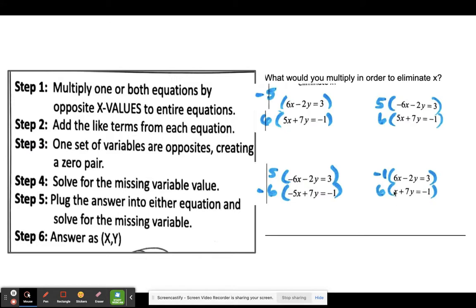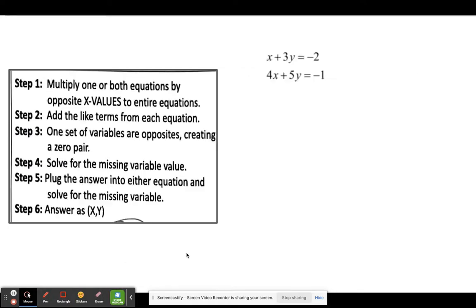So literally, and also notice they're both positive. So that means that one of these numbers has to be negative. So here, that will become -6x, and that will become +6x. And that's what we need in order to eliminate. Okay, let's go to the next example.